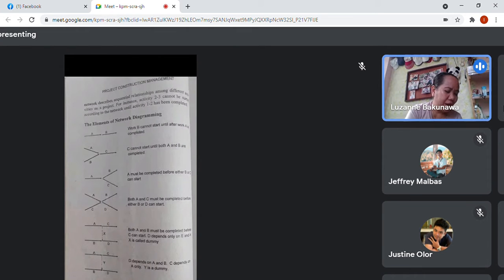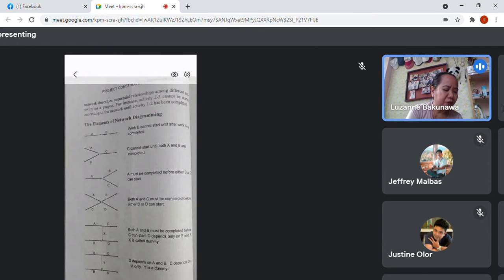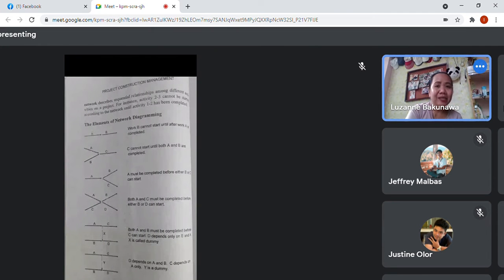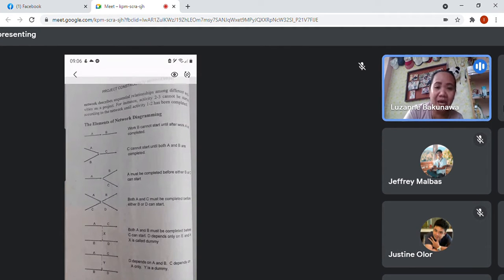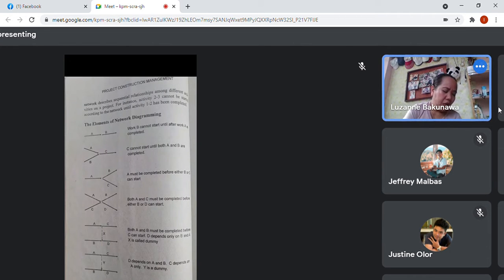Here is A and here is B, which merge, combining into one junction, and then C follows. This means A and B can be started together, and only after both are finished can C start.